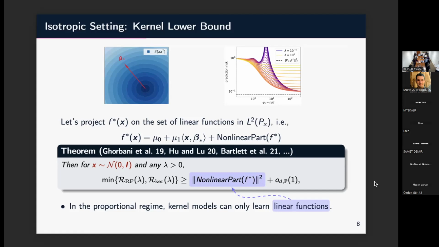And whenever I show you a figure like this one on the right-hand side, with a horizontal dashed line like this, that is this lower bound. So this dashed line is the kernel lower bound, and if we can show that the risk of the neural networks goes below that dashed line, that means that neural networks are doing better than kernel methods. So that's a very good baseline for us to work with. That's the goal.